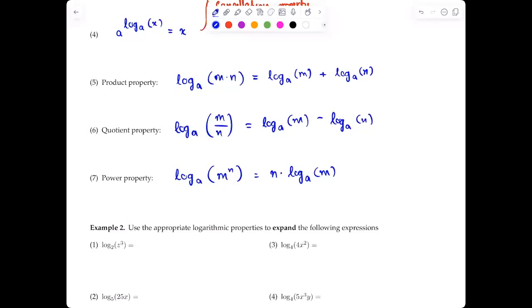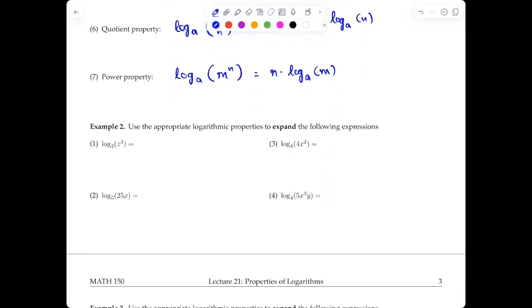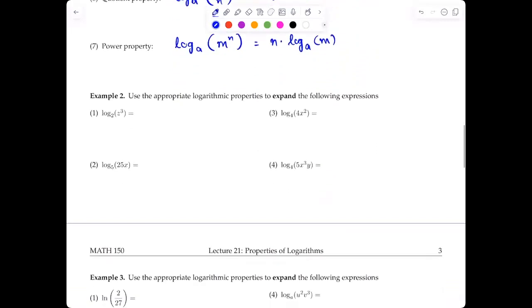All right. So now we're going to utilize the properties to solve some logarithmic forms. So the first one is log of base 2 of z to the 3rd power. So z to the 3rd power becomes product. So you bring down the 3, and this is 3 times log of base 2 of z. And this one is the power property.